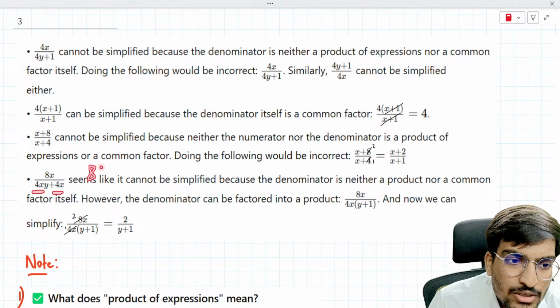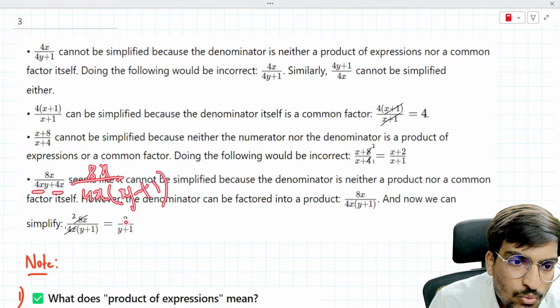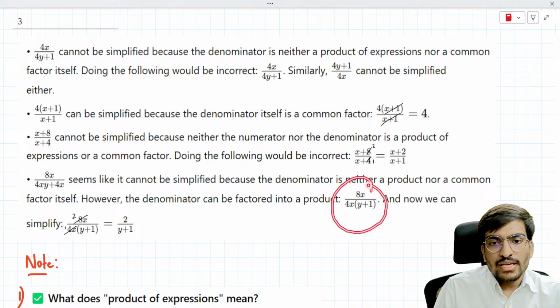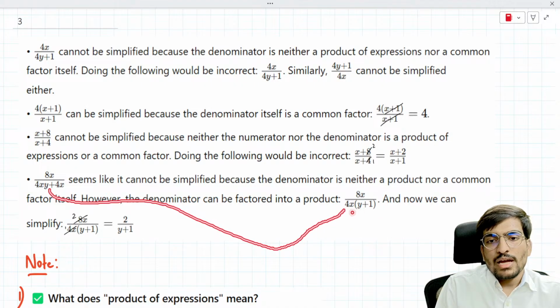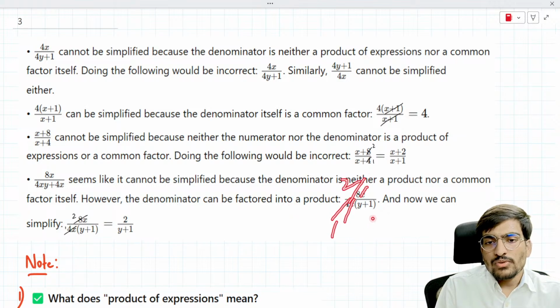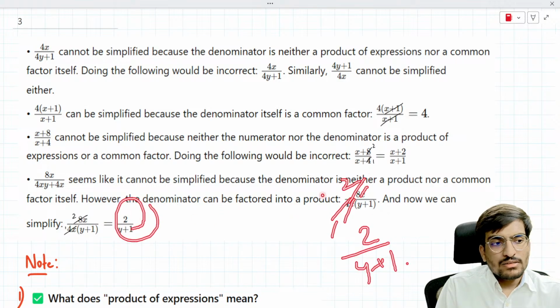4x same, so 8x divided by 4x out, and y plus 1. So that's what we wrote, 8x, 4x common out, so we took 4x out, and then we got this y plus 1, and then we can cross out this x and x, and then 4 1s and 4 2s, so we end up with 2 by y plus 1, right?